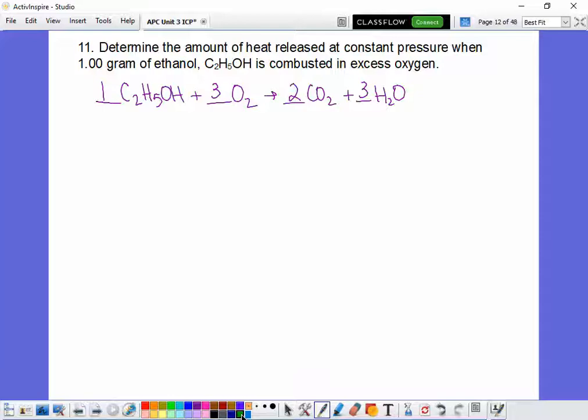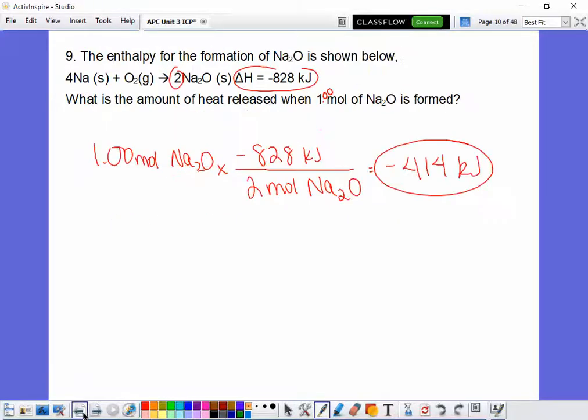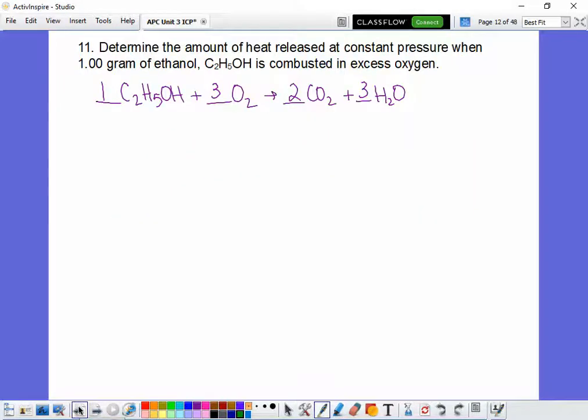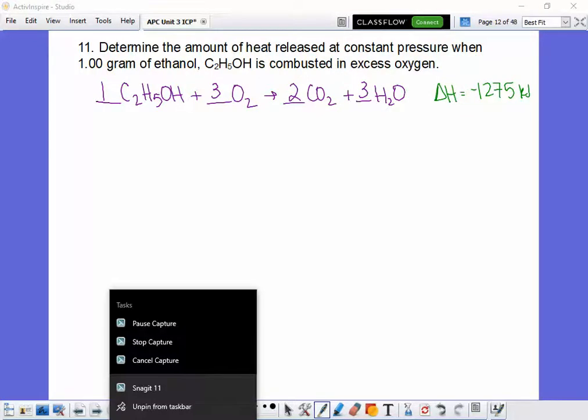All right, now to actually do the math with this problem. With the previous problems, I gave you the delta H value in the problem. This one, I forgot to do that. So the delta H for this reaction, for 1 mole of this reaction, is negative 1275 kilojoules. Okay? So now we could just do the stoichiometry like we were doing before. Why don't you guys try that one? Now that you have all the pieces of information, try the stoichiometry on your own. And I will pause it while you do that.